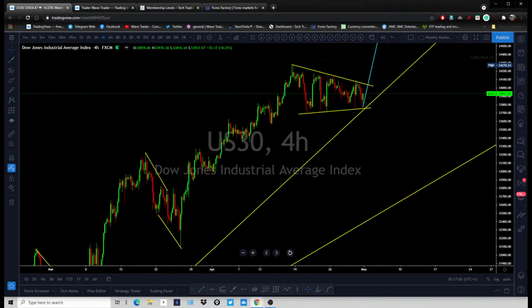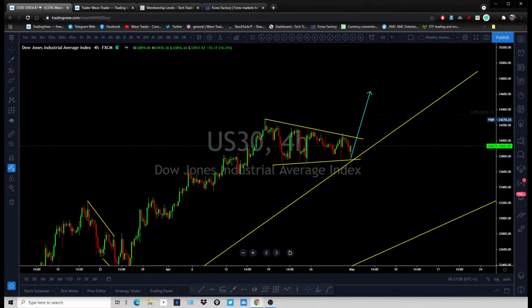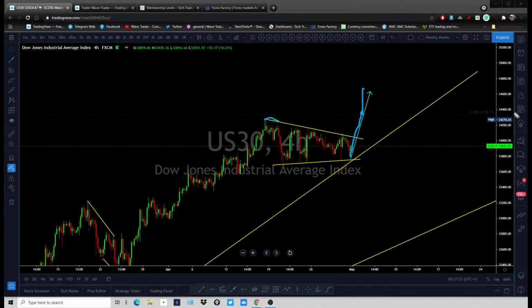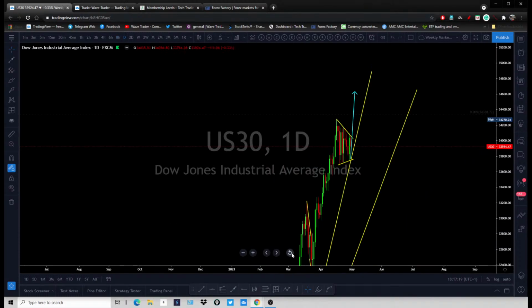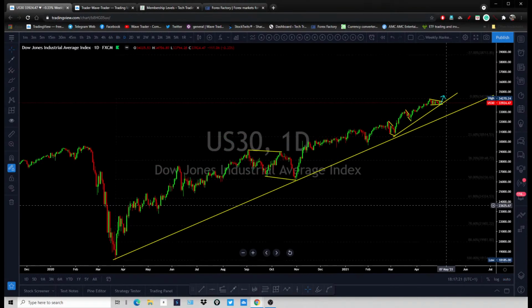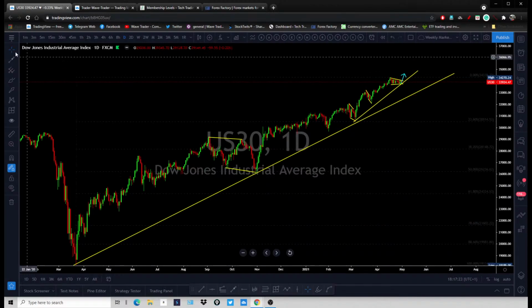This triangle to break out on US 30, for the next leg to a new high. The 4-hour time frame is bullish, and on the daily time frame you are looking for a deeper pullback. That deeper pullback is due, guys.